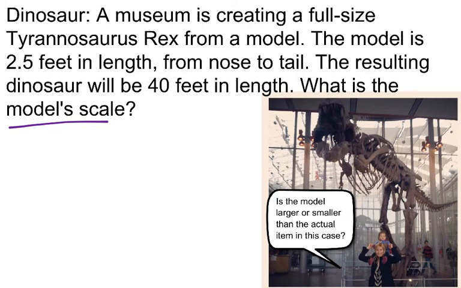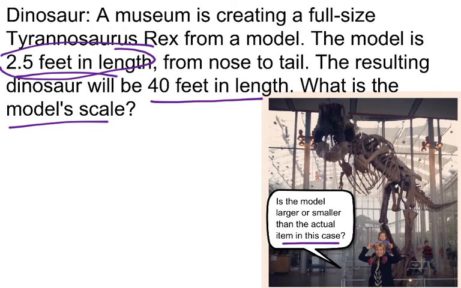So I need to know, okay, is my scale going to be larger or smaller than the actual dinosaur? Well, in this case, we know that the model is 2.5 feet. The resulting dinosaur is 40 feet in length. So I know that my scale of my model is smaller. That's a good question to just ask yourself right off the bat. So in this case, we need to write a ratio. Then we need to simplify.